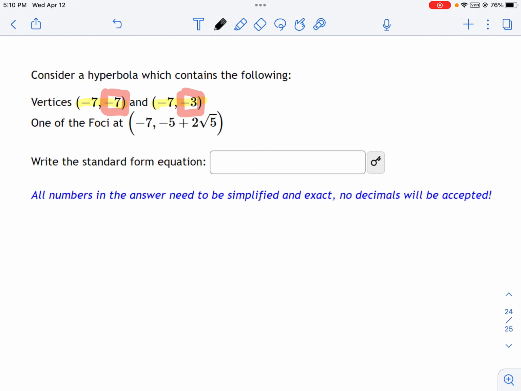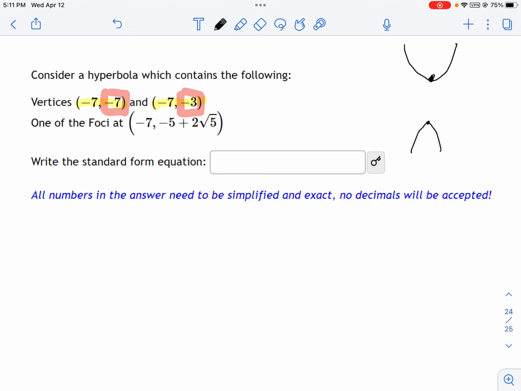Because remember, the vertices are the turning point of each curve, so it's at negative 7, and then one's above, and one's below. Okay, the x value stays the same, right? Same x value, the only thing changing between them is the y values. So we have a vertically oriented hyperbola. Okay? Perfect, right? That determines the equation straight up, right?